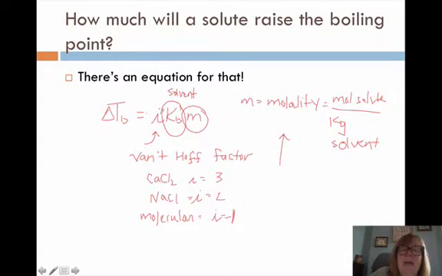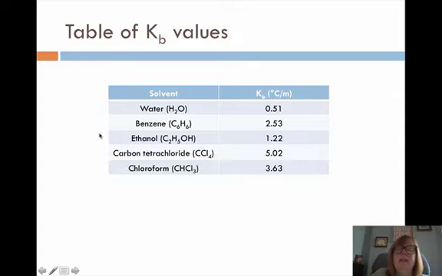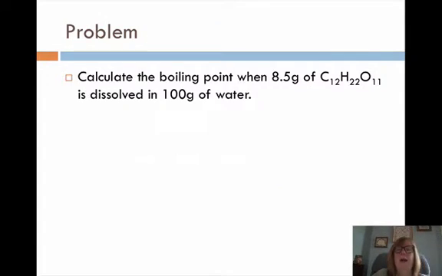And now all we have to do is multiply these 3 things together, and that is how much our boiling point will be elevated. All right, so here is an example of Kb values. Again, you don't have to have these memorized. They'll always be given to you. And so you can see they're very unique for different solvents. All right, so let's just do a problem. Let's calculate the boiling point when we put 8.5 grams of C12H22O11 in 100 grams of water.